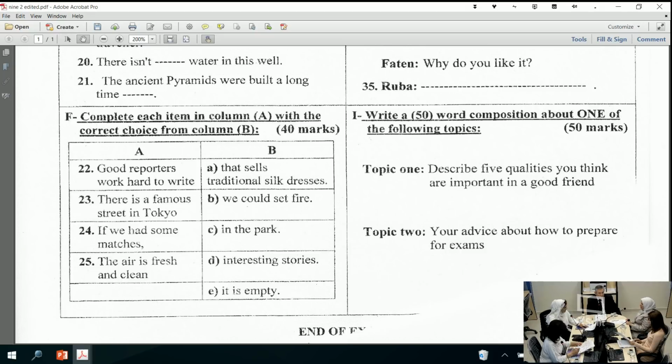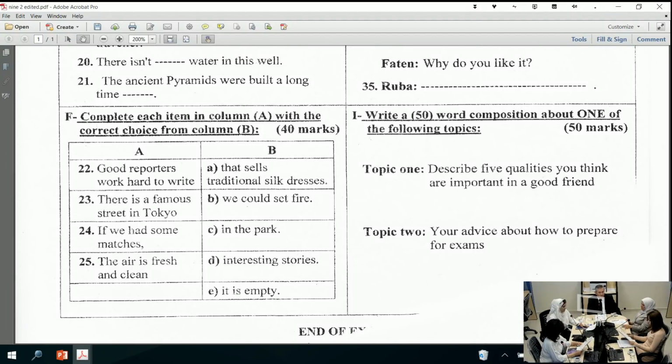Interesting stories. Now, reporters are writing interesting stories, and they work hard to write interesting stories. So this is the answer. The student can write either D, or "interesting stories," or both. Thank you, Miss Hanadi.